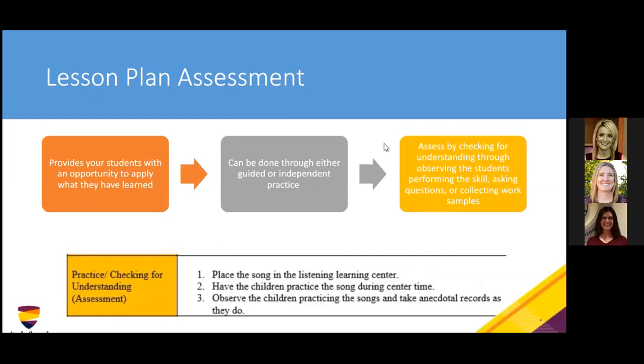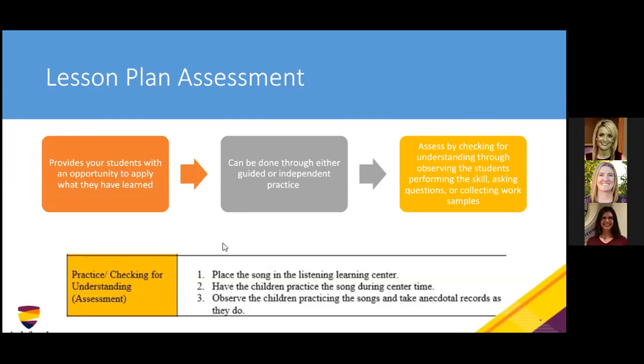So it's really important to keep in mind that our assessment should be directly connected back to our lesson objective, because our assessment is our way of checking to see whether or not students have mastered that objective. But it's important to make sure that how we do this is appropriate based on the age of the kids that we're working with.